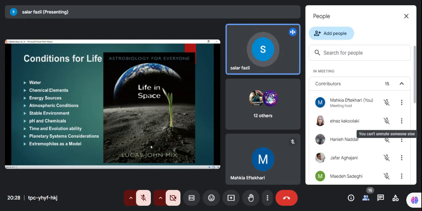This approach examines various factors necessary for life, such as liquid water, as we discussed, and chemical elements, essential elements like carbon, hydrogen, nitrogen, oxygen, phosphorus, and sulfur, which are crucial for forming organic molecules. So chemical compounds are very important in this topic, and the presence of prebiotic molecules such as amino acids is necessary for life's foundational processes.